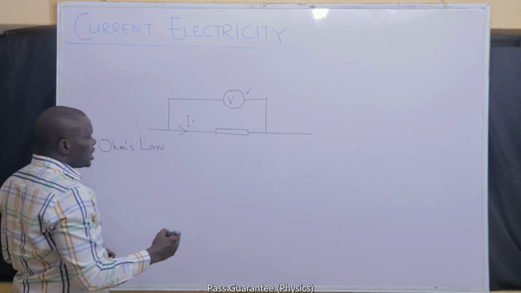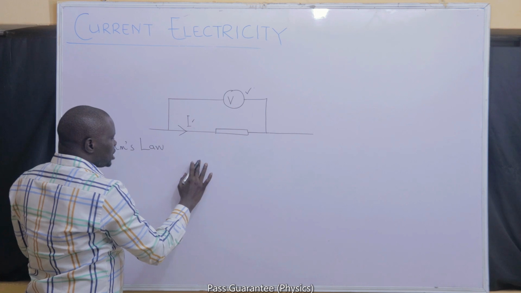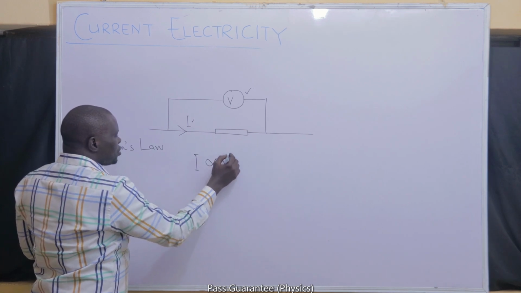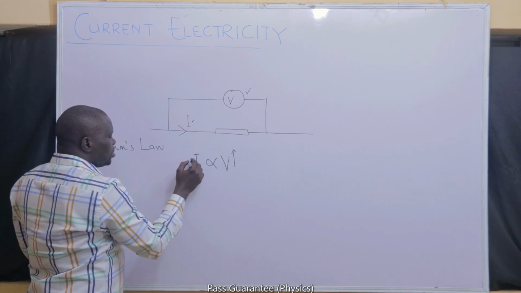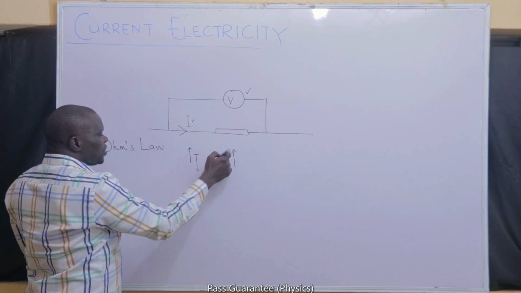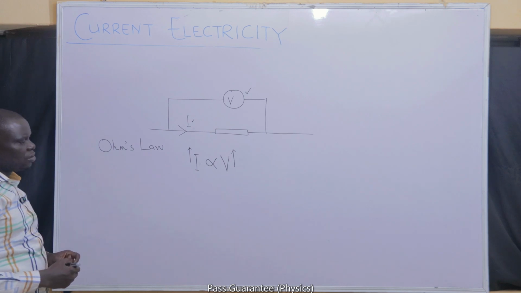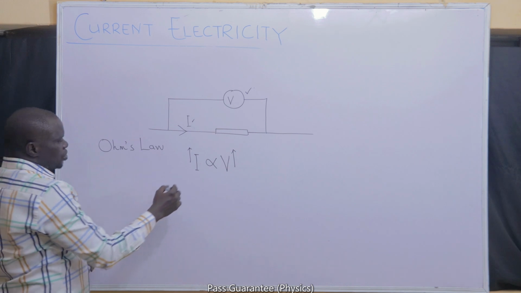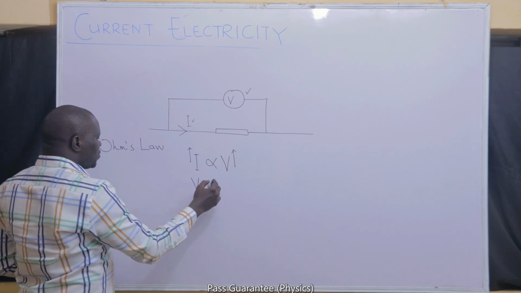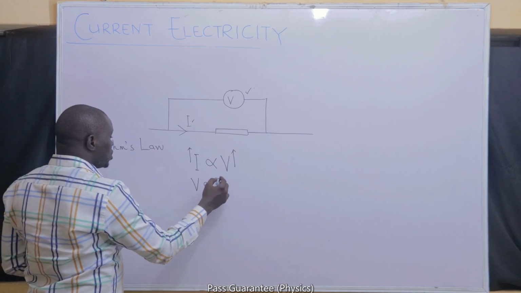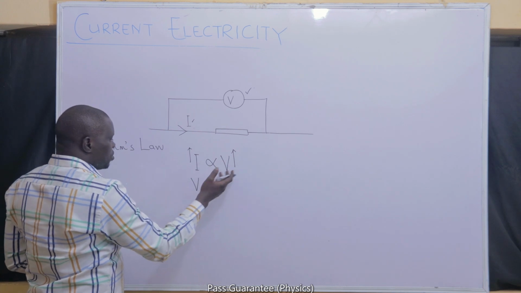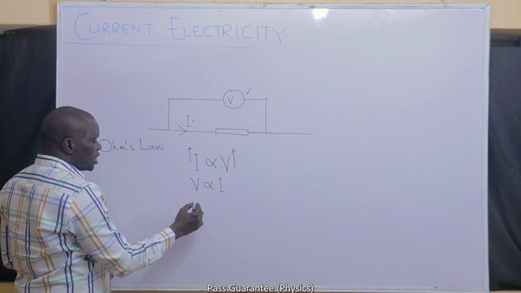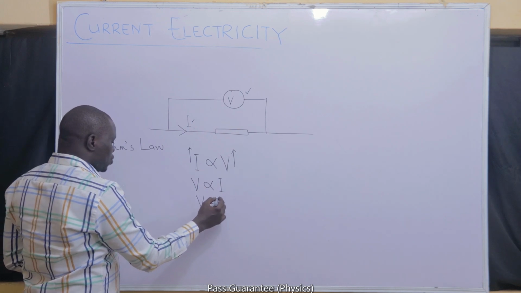What the law is indirectly telling us is that the current passing through the metallic conductor is directly proportional to the potential difference applied across its ends, meaning that the higher the potential difference applied across the ends of a metallic conductor, the higher the current passing through it. So I can also write this as potential difference is directly proportional to the current. So I can make this V is equal to KI.